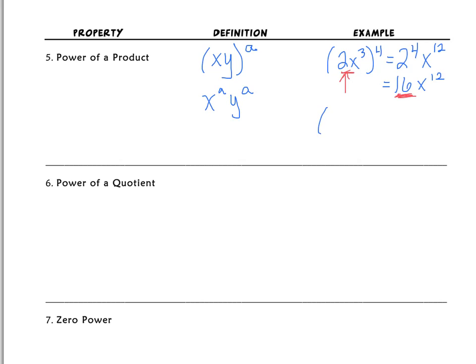And if I had variables, say I had a times b to the 7th, and that's raised to the 5th, that would equal a to the 5th times b to the 35th.